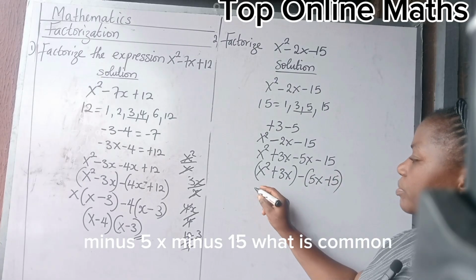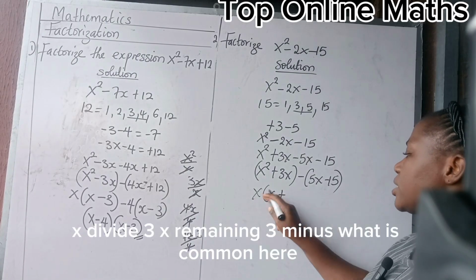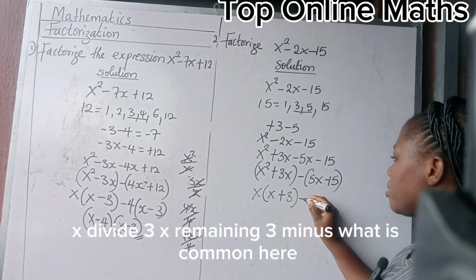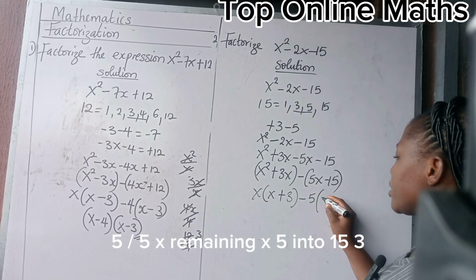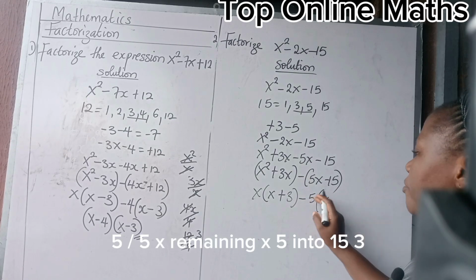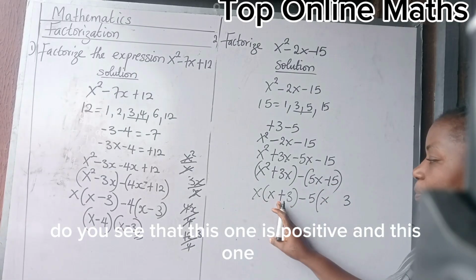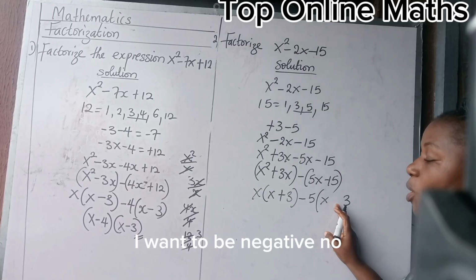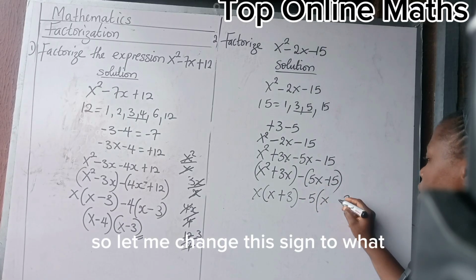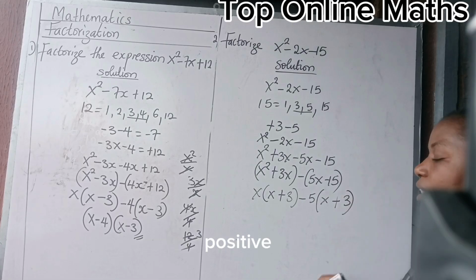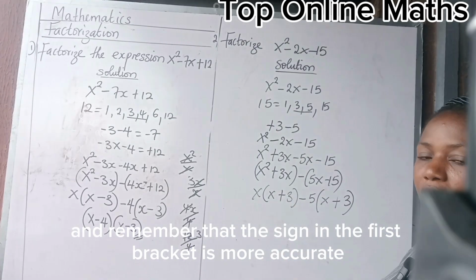What is common? x. x divided into x squared remaining x. x divided into 3x remaining 3. Minus, what is common here? 5. 5 divided into 5x remaining x. 5 into 15, 3. What sign will be here? Do you see that this one is positive and this one I want to be negative? No. Because negative times negative will give us positive. So you will change this sign to what? Positive. And remember that the sign in the first bracket is more accurate.